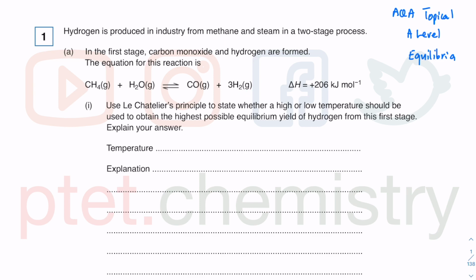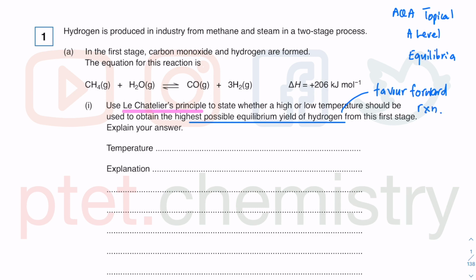So in the first stage, this is a reversible reaction, use Le Chatelier's principle. Le Chatelier's principle says that if you introduce a change to a system in equilibrium, the equilibrium will try to oppose the change, counteract the change, go against the change in order to return back to a new equilibrium. So whether you want a high temperature or low temperature, this is for the highest equilibrium yield of hydrogen. That means you want to favor the forward reaction. You want to favor the equilibrium to the right hand side.